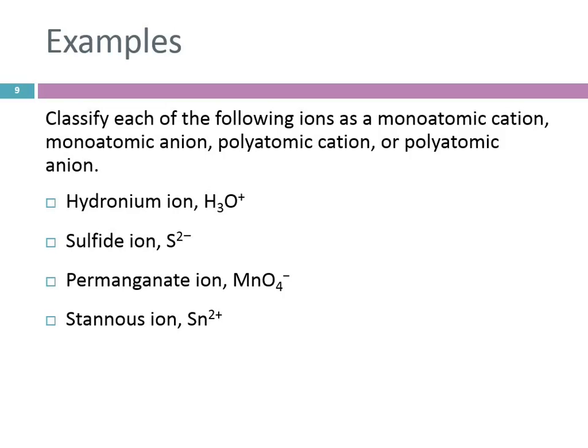Hydronium ion, H3O+. Polyatomic cation. Right? PC. Positive charge, it's a cation. How about sulfide ion, S2-? Monatomic anion, negative charge. So the 2- is giving us the charge in the ion.